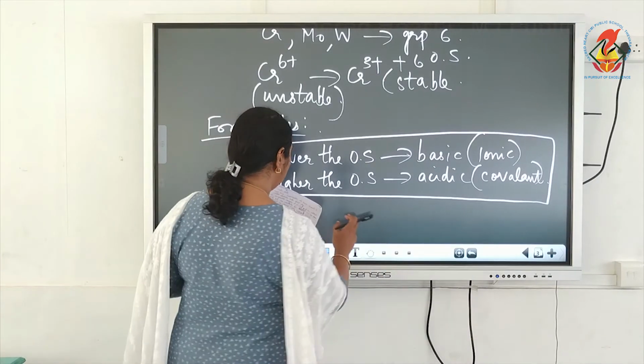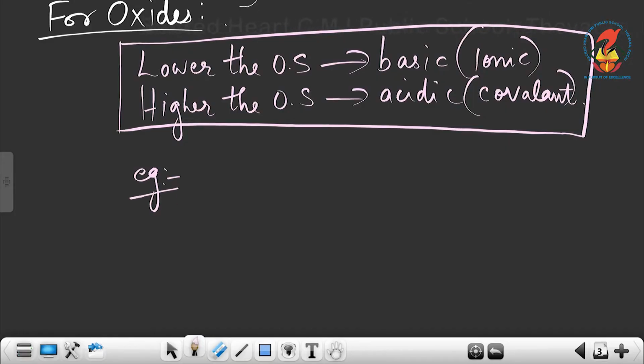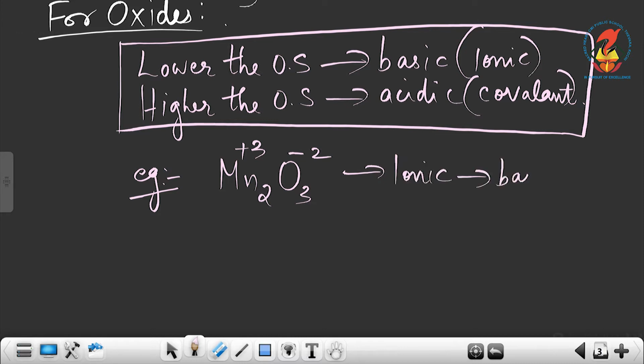Now for example, we have Mn2O3. Now let's find the oxidation state of manganese in this. Oxygen is -2, so manganese will be +3. So total will be +6 and -6, a neutral molecule. Now Mn2O3 is ionic in nature, which means it has basic character. It's a basic oxide.